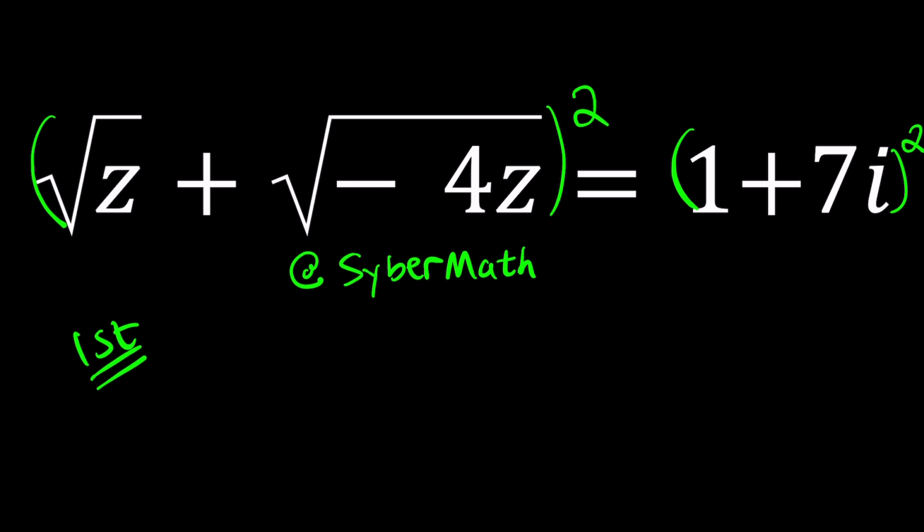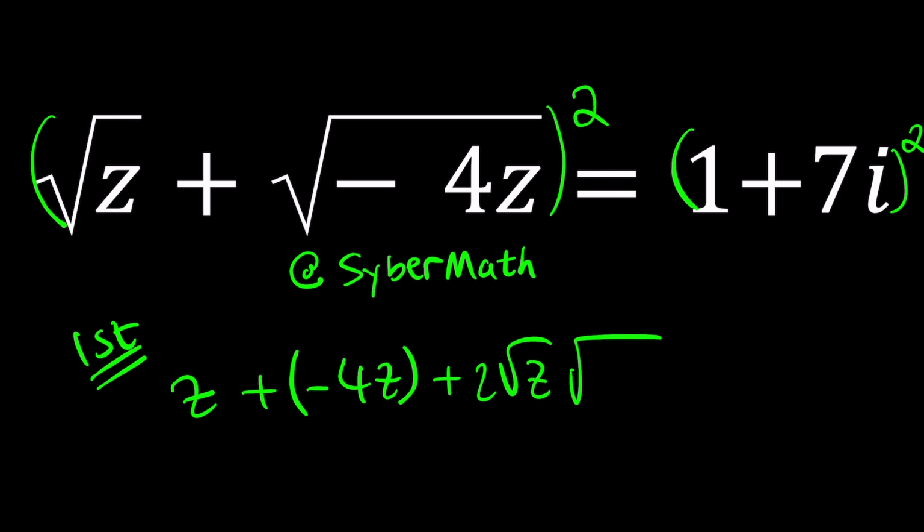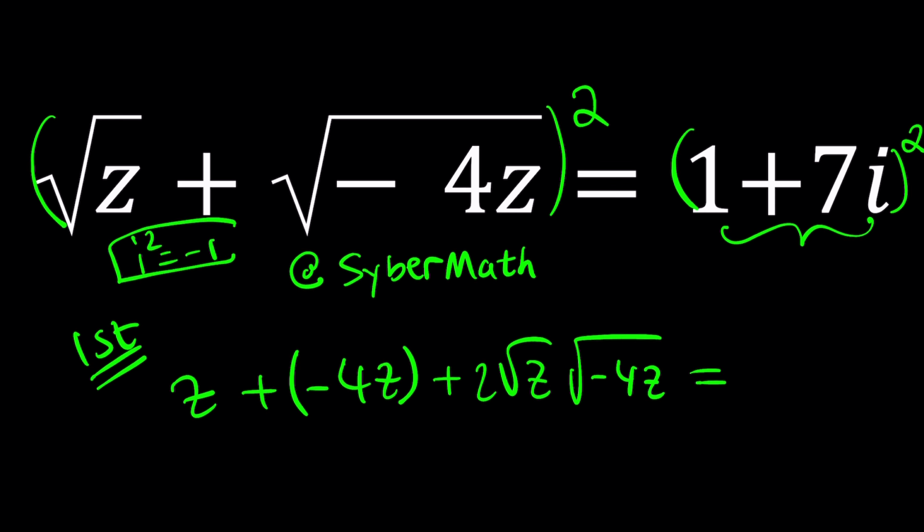So now, the first term will be z, and then we'll get negative 4z, which is a squared plus b squared. And then 2ab is going to give me 2 times the square root of z times the square root of negative 4z. What do you get if you square something like this? 1 squared plus 7i squared. Oops, I forgot to say that. i squared is equal to negative 1 because i is the square root of negative 1. Again, check out the lecture videos. It'll give you all the basics if you're new to this.